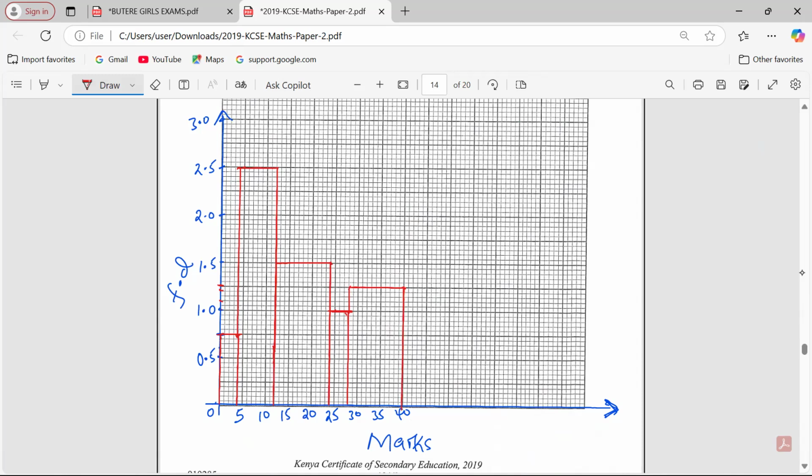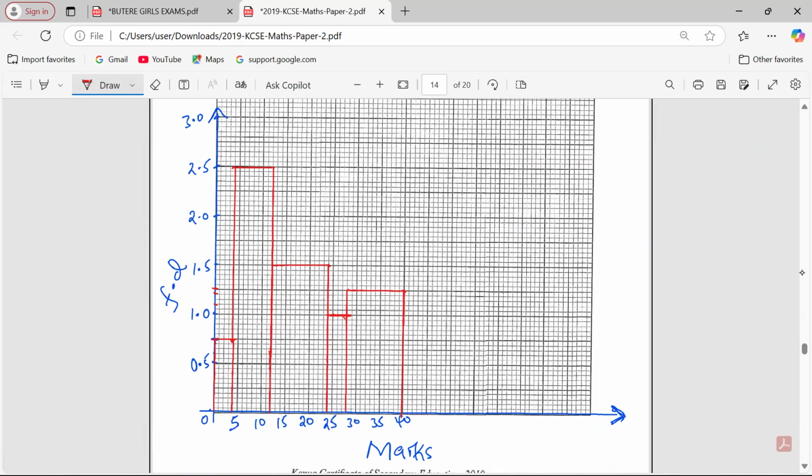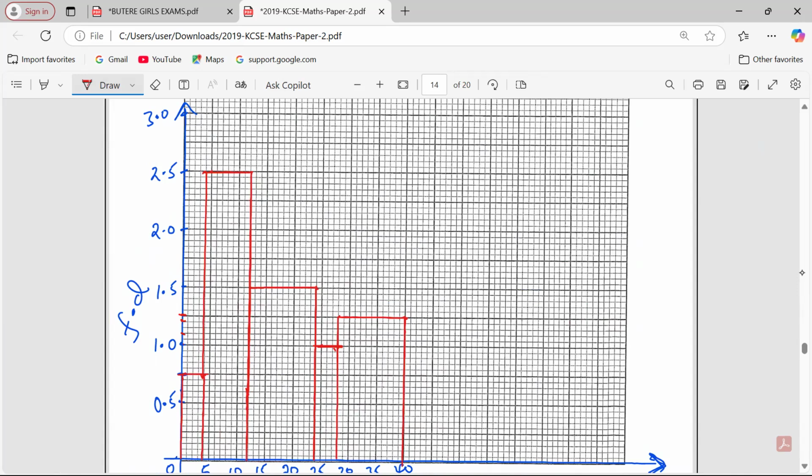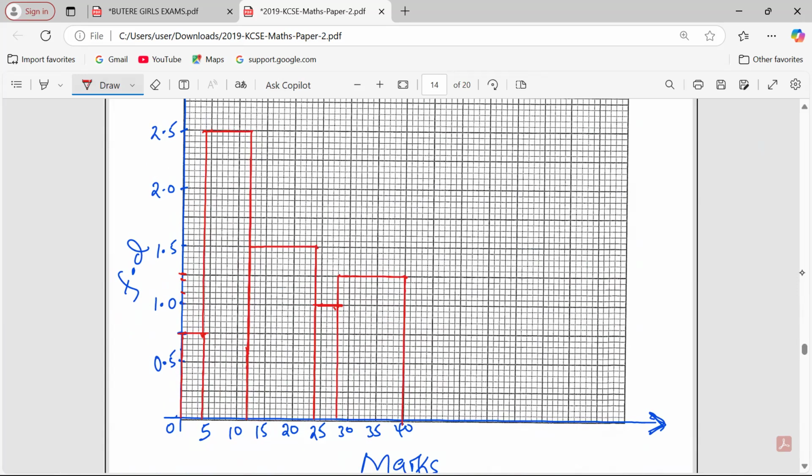Now we have our histogram. This is the histogram that the examiners intended. This is what the examiners wanted to see. A very good histogram. You should be in a position to choose a good scale for you to get a good graph.